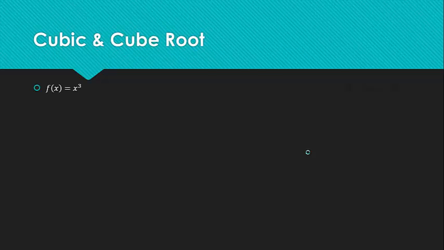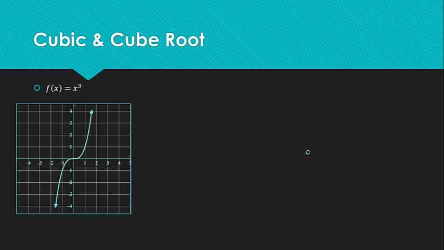Cubic and cube root. f of x equals x cubed. That's the cubic parent function, and this is what the cubic parent function graph looks like.